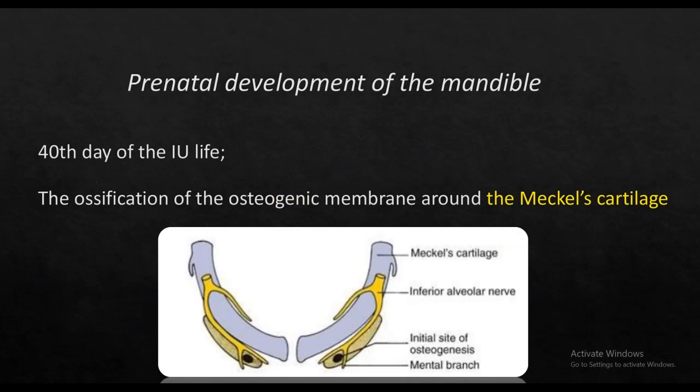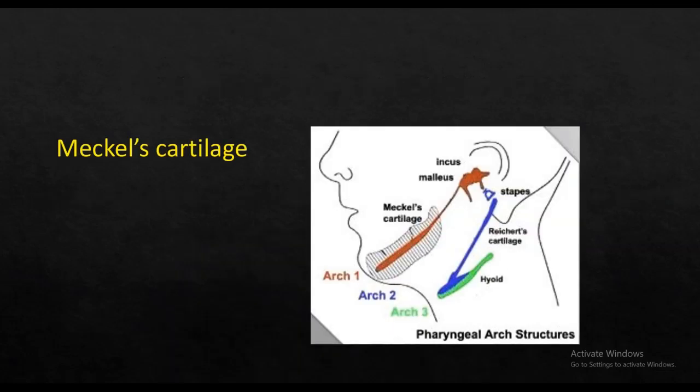Now, let's discuss the prenatal development of the mandible. Meckel's cartilage is a solid hyaline cartilage surrounded by a fibrocellular capsule. It extends from the otic capsule to the mandible midline. There are two Meckel's cartilage pieces that do not meet at the midline. They remain separated by a thin band of mesenchyme.